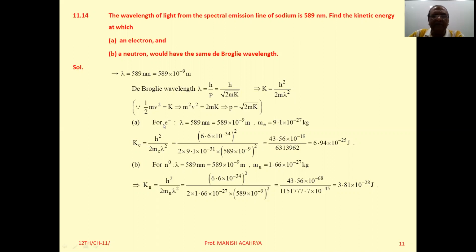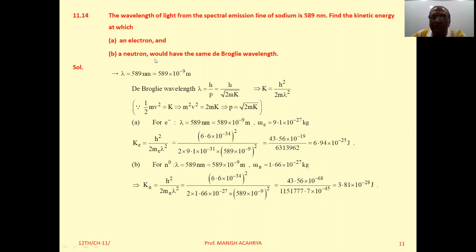Clear? Now for electron, we can write kinetic energy of electron equal to h square upon 2 mass of electron into lambda square. Substitute the value of h, then mass of electron, then lambda 589 into 10 raised to minus 9 whole square. Solve it, you will get kinetic energy of electron.